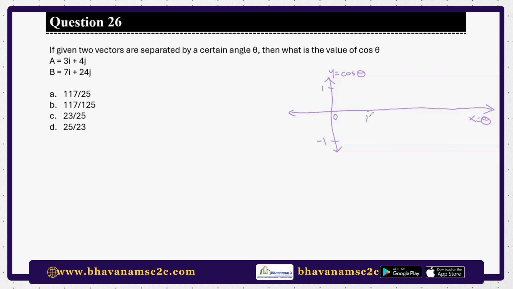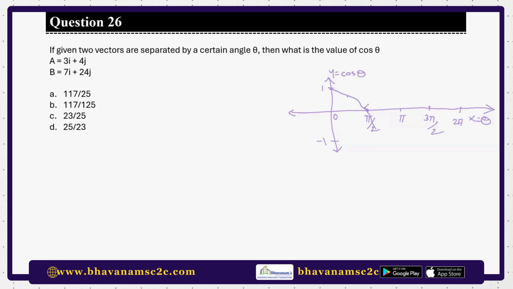What I'm doing, I am plotting. I'm trying to draw the cos theta curve. All right. What is the value of cos 0? 1, right? And what is the value of cos 90? It's 0. Cos 45? 1 by root 2. Okay. You will get a curve like this.